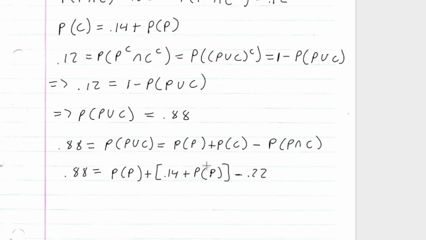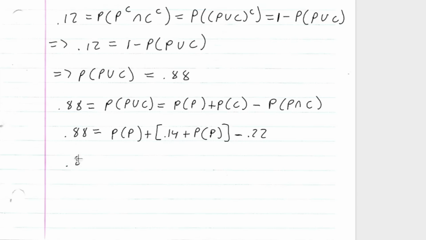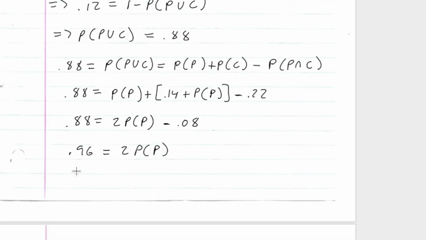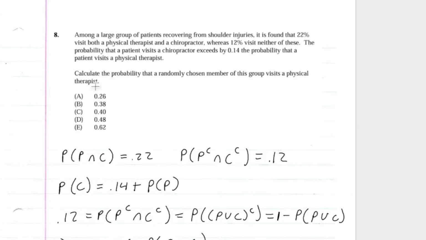Okay, so doing some math, this will be 0.88 is equal to 2 times the probability of P, and then this will be minus 0.08, right? So we add 0.08 to both sides, that would be 0.96 is equal to 2 times the probability of P. Then we can divide both sides by 2 to get the probability of P equal to half of 0.96, which is 0.48. So the probability of visiting a physical therapist is 0.48. So that would be D.